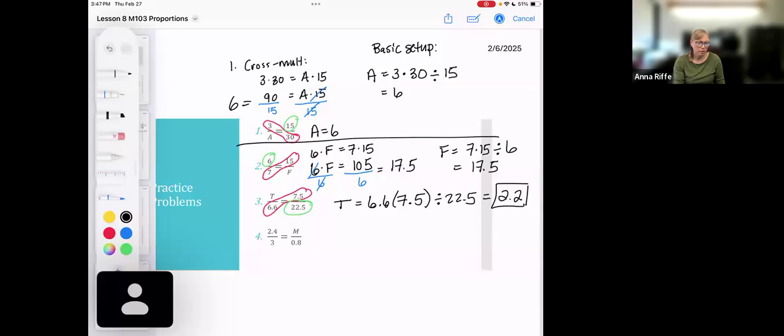Okay. Yeah, that should be right. That seems right. Any questions on that? All right. Why don't you try this last one? You solve and put your answers in the chat. Okay, good.